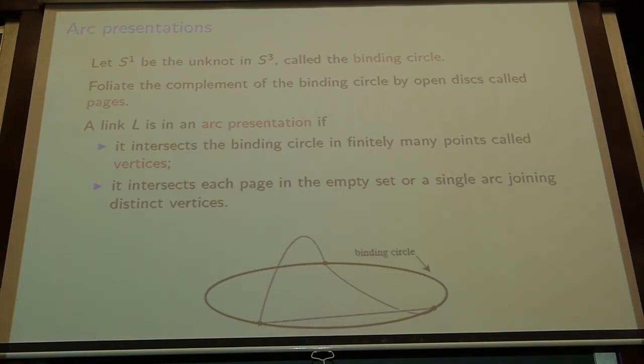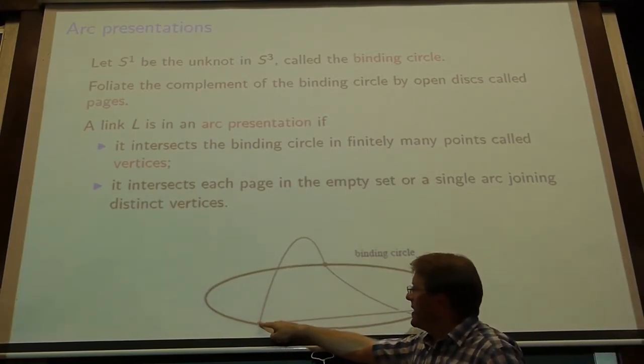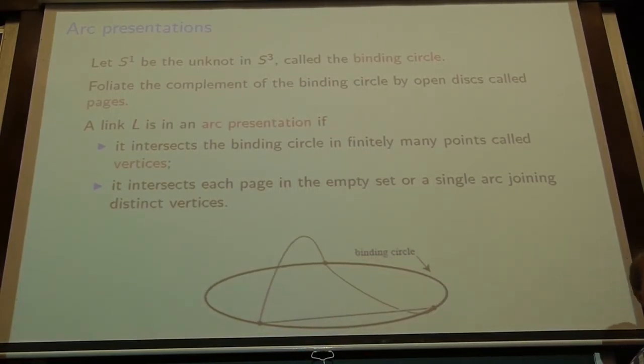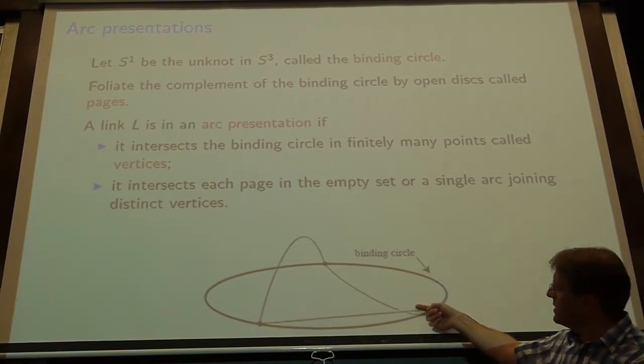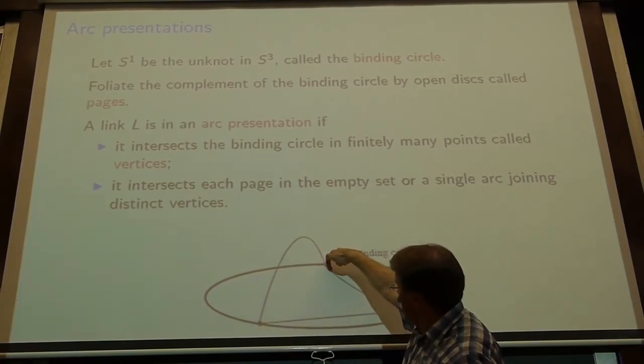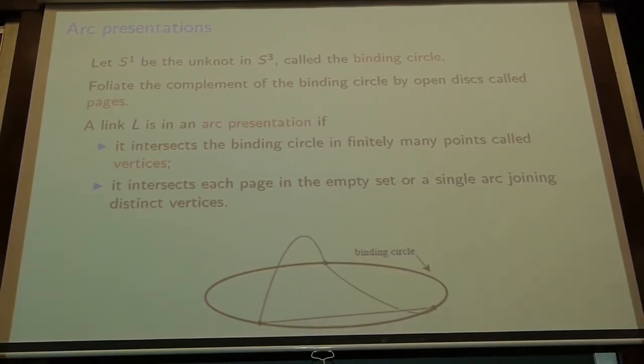And you say that a link L is in an arc presentation if it satisfies the following two constraints. First, it should intersect the binding circle at finitely many points. These are called vertices. And secondly, each page of your open book decomposition should intersect the link either in the empty set or in a single arc joining distinct vertices. So, for example, this runs in one page from here to here, and then another page from there to there, and then another page from there to there. So that's an arc presentation.